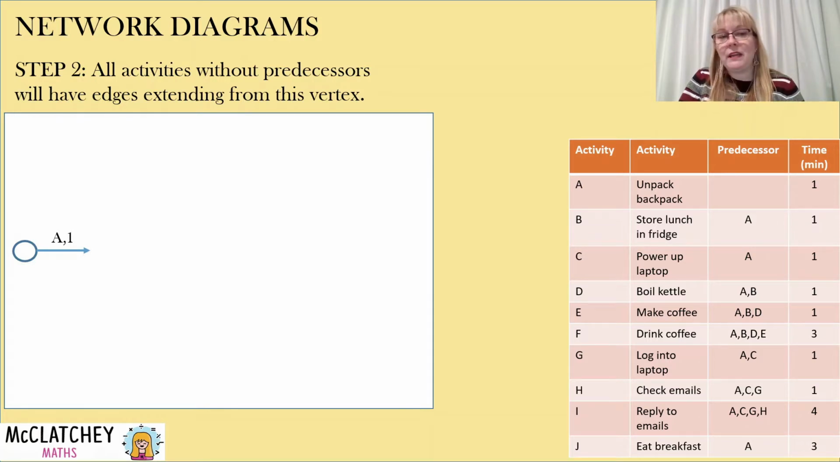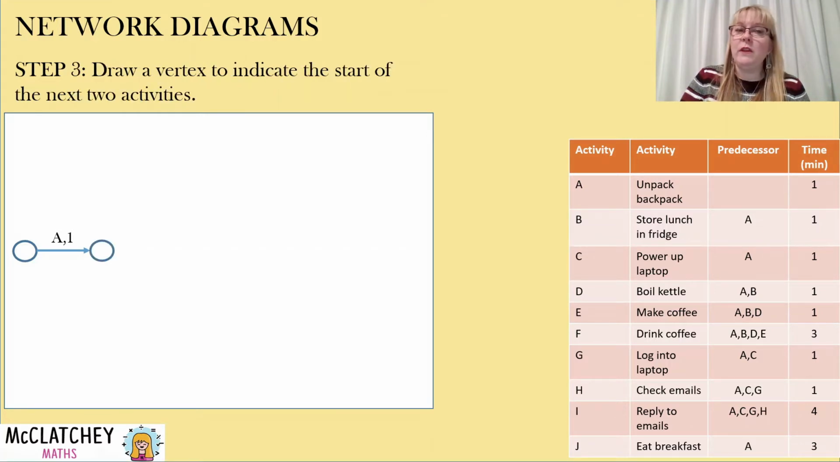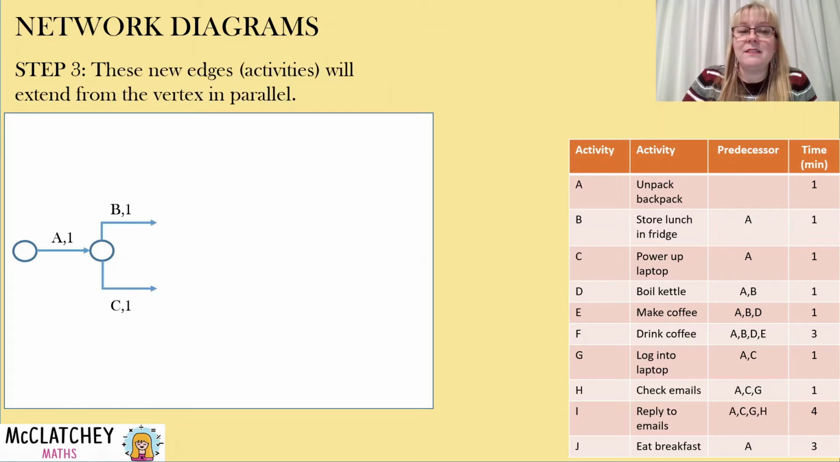And then we draw a straight line out. That becomes our first edge. Our first activity is A, and then we put the time, which is 1 minute. Now we're going to close that off with another open vertex that will indicate that we're going to start some new activities, because we notice that storing the lunch in the fridge and powering up the laptop are both activities that rely on A being complete. So these are going to come out of that vertex. We've got B coming out and C coming out.